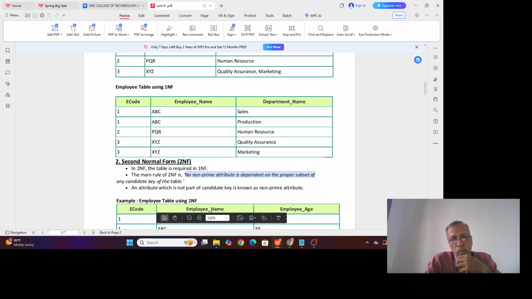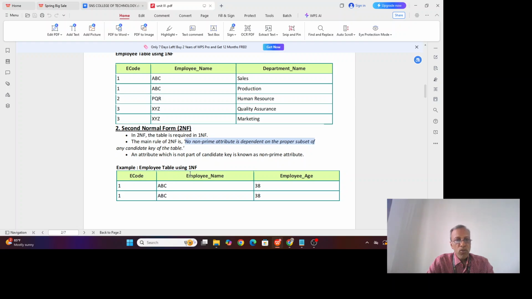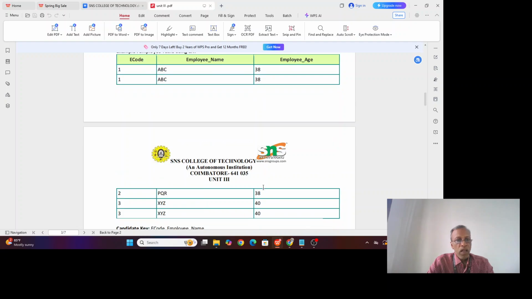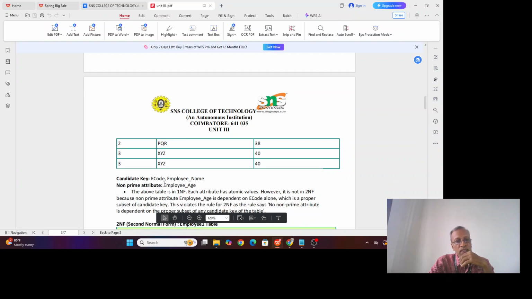An attribute which is not part of a candidate key is known as a non-prime attribute. If it is not a candidate key, then we call it a non-prime attribute. In the employee table using 1NF, ABC has employee age 38, another employee PQR has employee age 38, and employee code 33 XYZ has employee age 40. The candidate key is E code and employee name. The non-prime attribute is employee age.